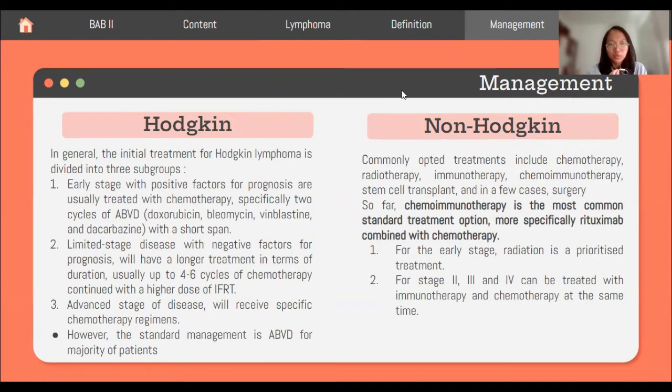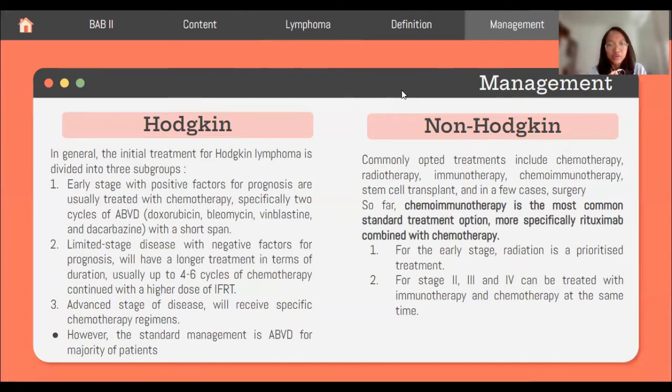For non-Hodgkin lymphoma, there are a variety of treatment options depending on the stage, its grade, high or low grade, existing symptoms, and histopathology. Commonly opted treatments include chemotherapy, radiotherapy, immunotherapy, chemoimmunotherapy, stem cell transplant, and in a few cases, surgery. So far, chemoimmunotherapy is the most common standard treatment option. More specifically, rituximab combined with chemotherapy.